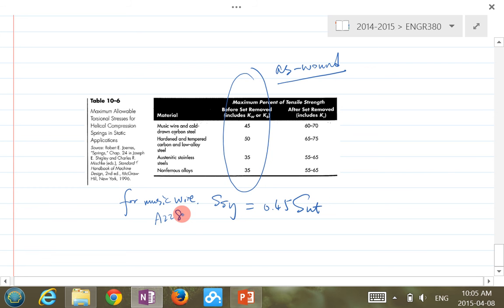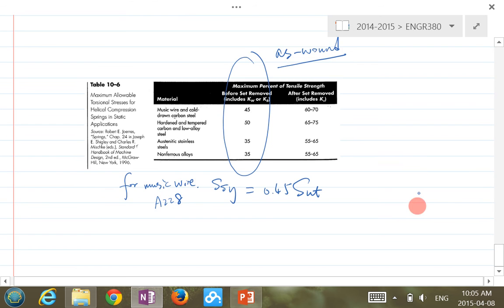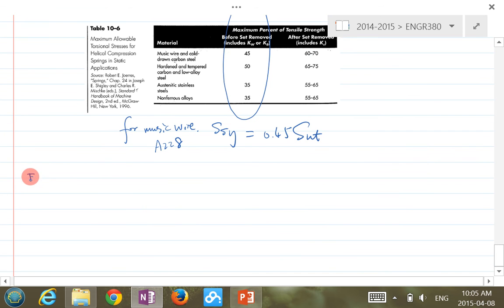Okay, so is that good? Now we're ready to take a look at an example for static analysis. So let's look at an example here.